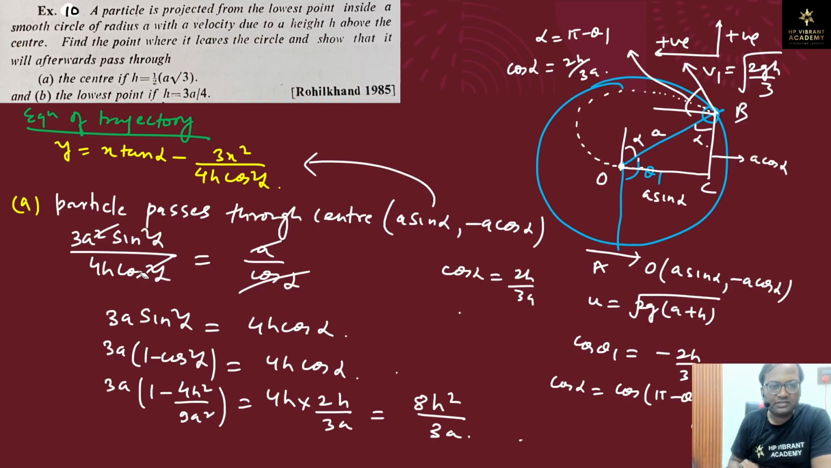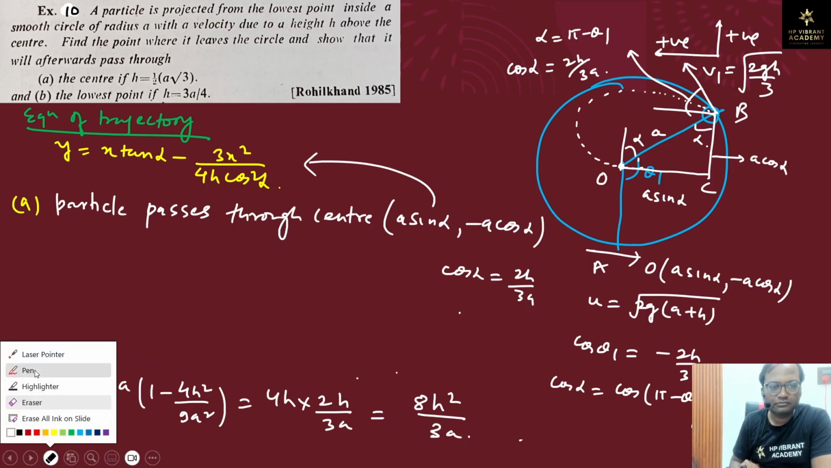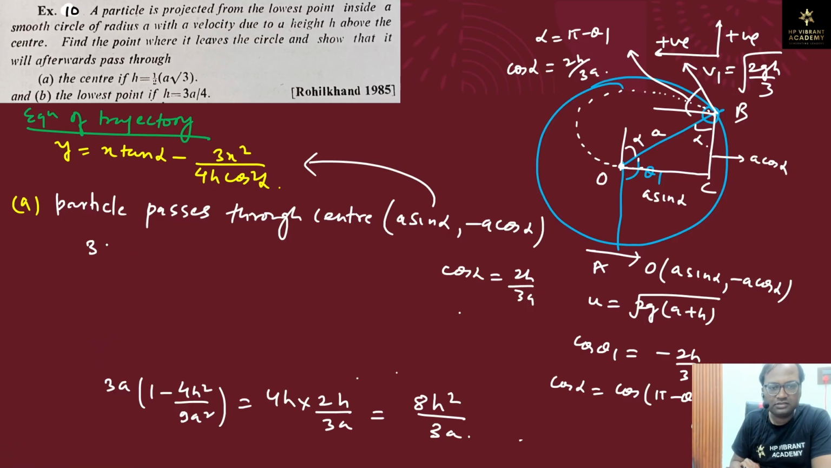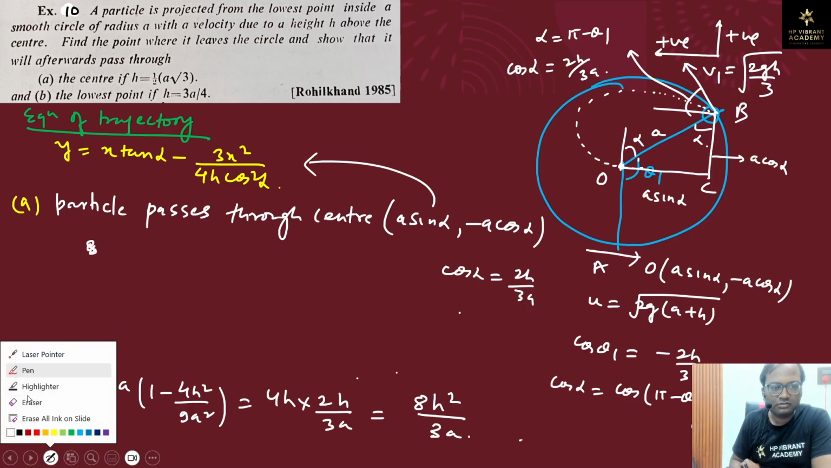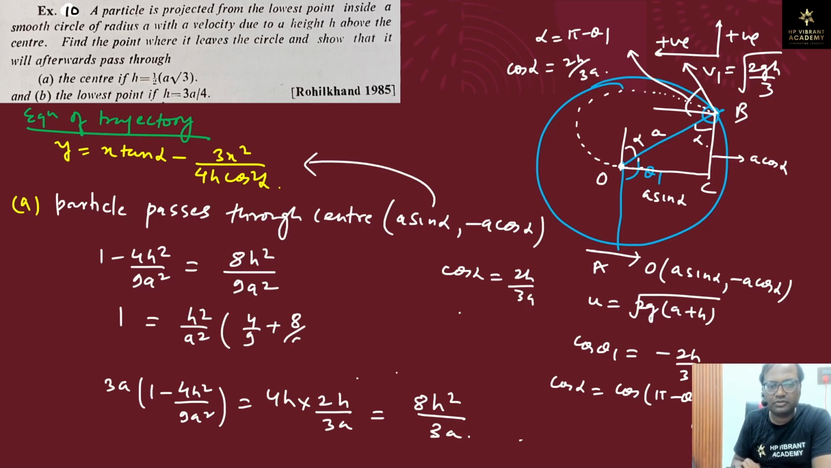Okay, let us further simplify this. So we have 1 minus 4h square upon 9a square is equal to 8h square upon 9a. Okay, so we have 1 is equal to h square upon a square into 4 upon 9 plus 8 upon 9. This is equal to h square upon a square into 12 upon 9. So 4 3 is 12, 3 3 is 4 upon 3.